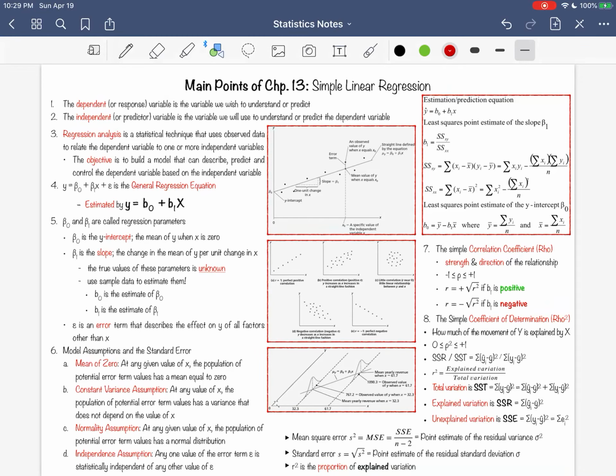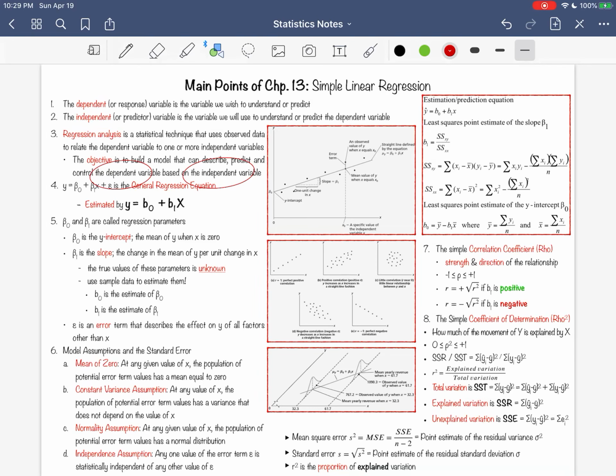So welcome back. A very short video looking at the main points of chapter 13, Simple Linear Regression. Although this chapter is long and quite involved, with lots of equations and lots of things to put into place, the main objective of the chapter is to build a model that can describe, predict, and control the dependent variable based on an independent variable. So what are the dependent and independent variables? The dependent variable is a variable that we wish to understand, and the independent variable is the variable we will use in order to understand that dependent variable.